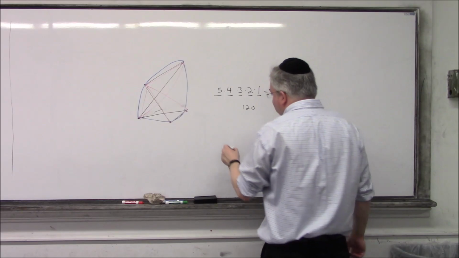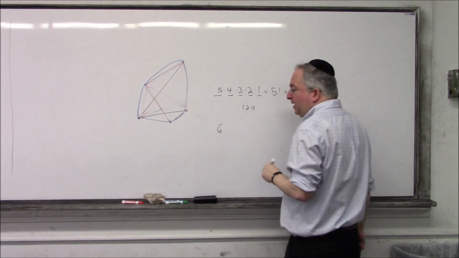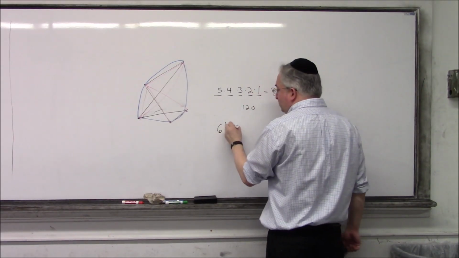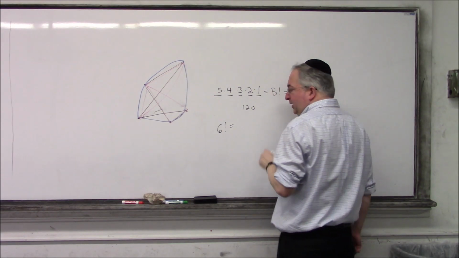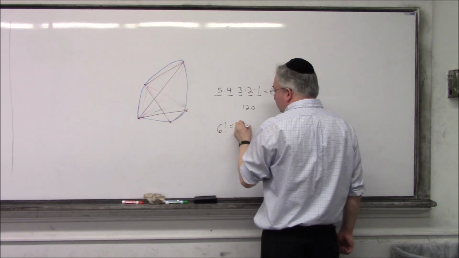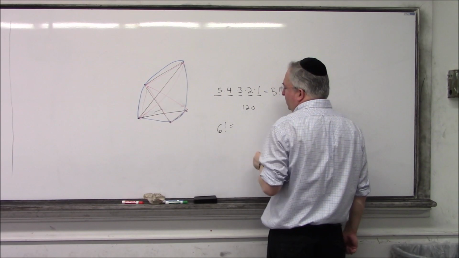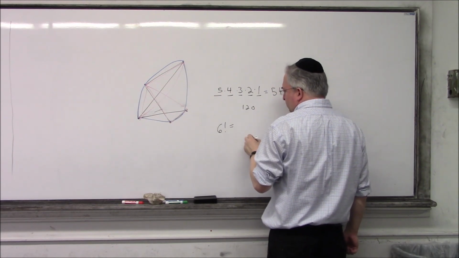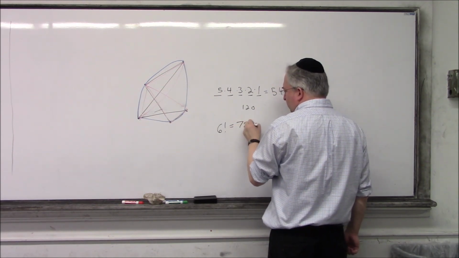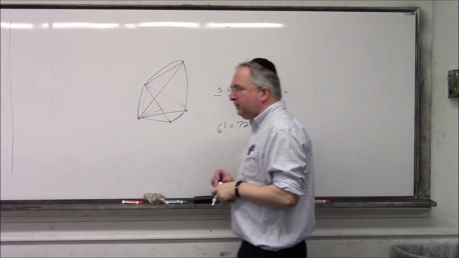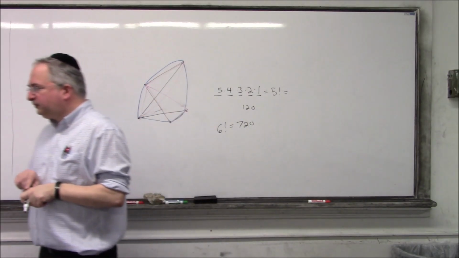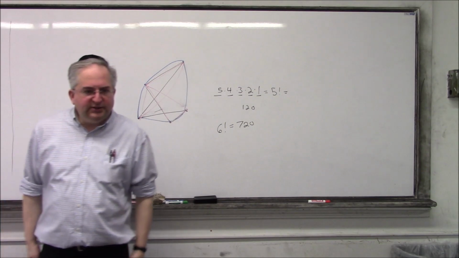Okay? If I had 6 cities, that would take 6 factorial. Okay? 6 factorial is 6 times 120, which is 720, I think. Okay. So that's the way it's done.